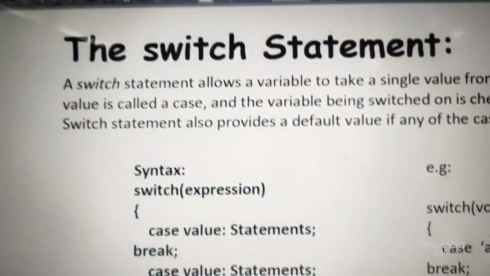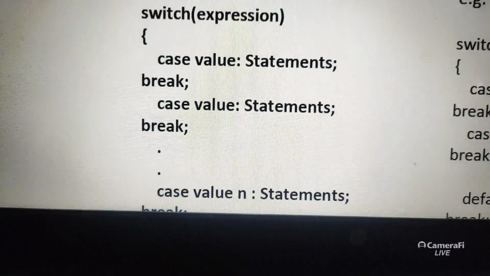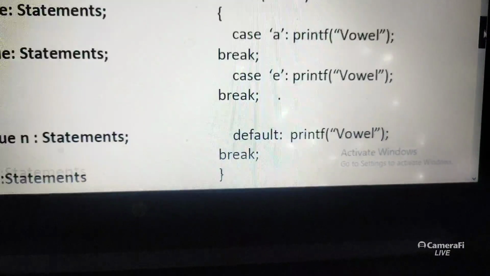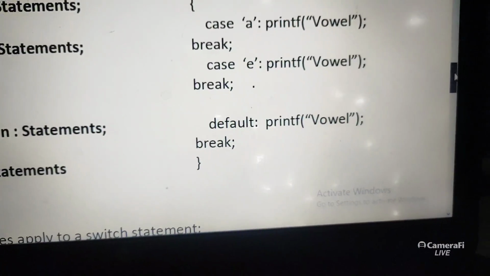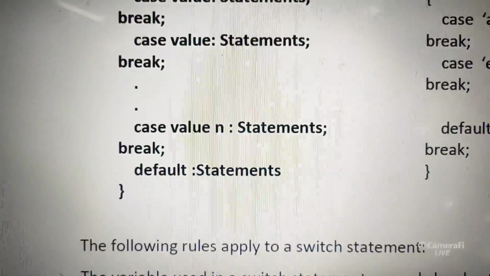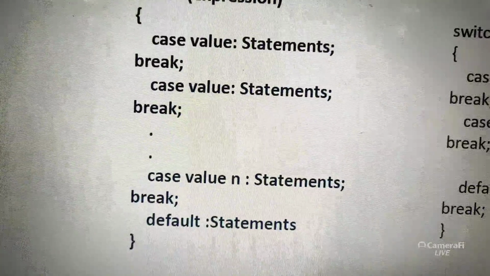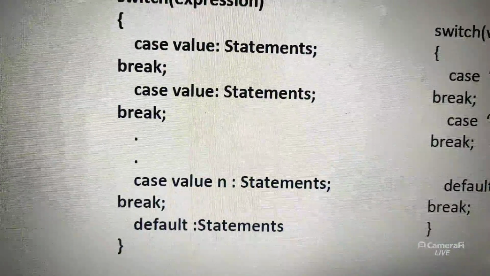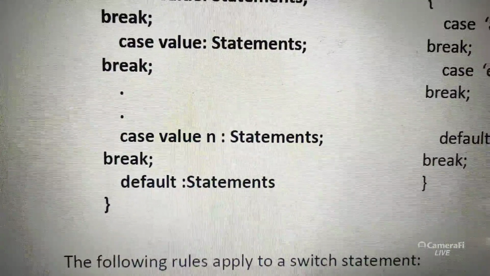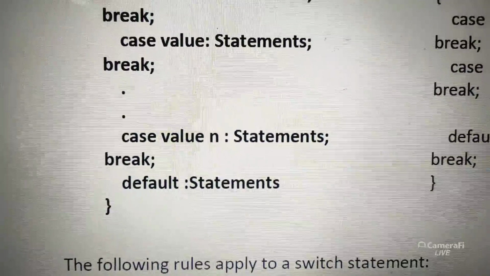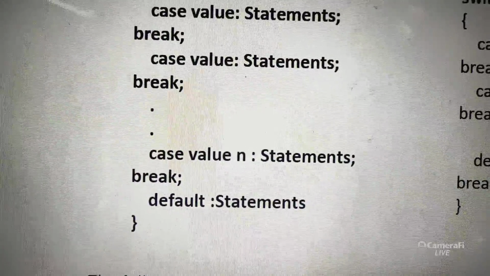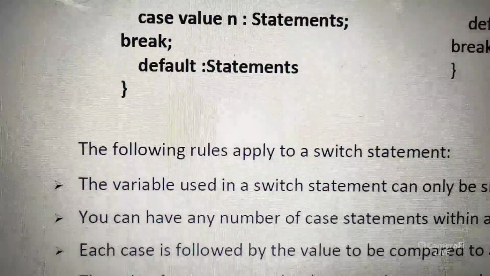So the switch statement also will provide all the options. Those options are called case values. If the case is A, E, I, O, U, then it will be a vowel. If not, it will be a consonant. If the budget is greater than 20,000, go for Samsung, go for LG. If the budget is less than 10,000 or 20,000, go for a Chinese company or any other new company.